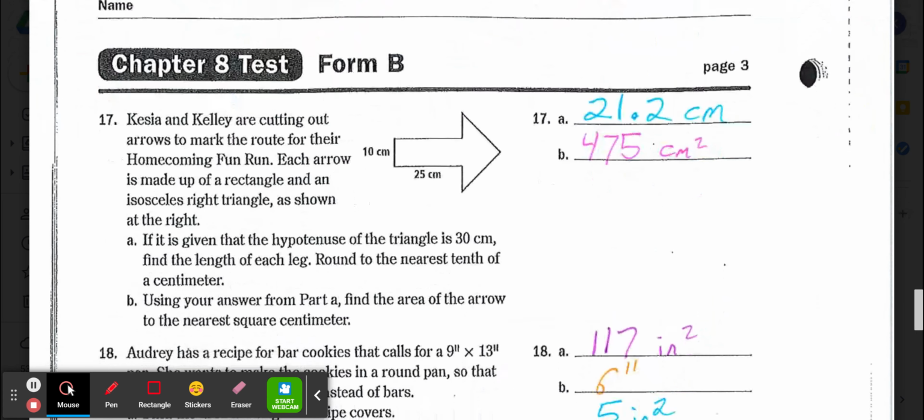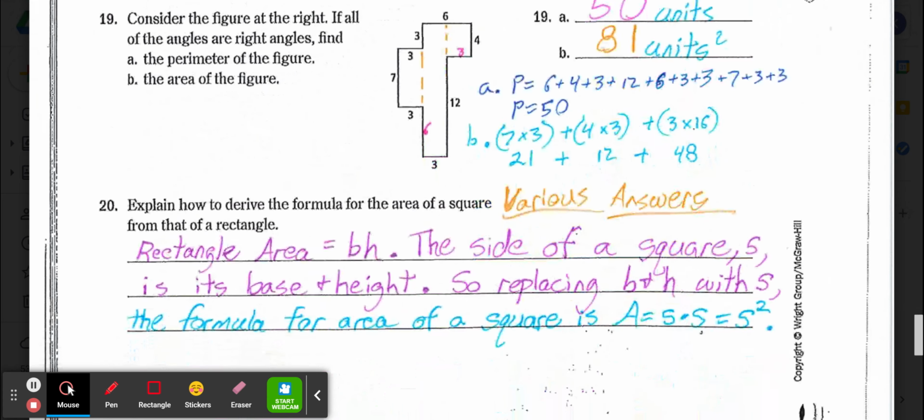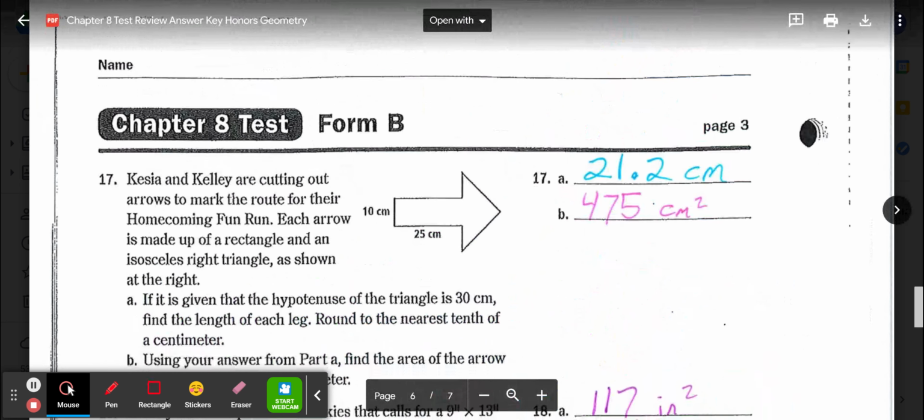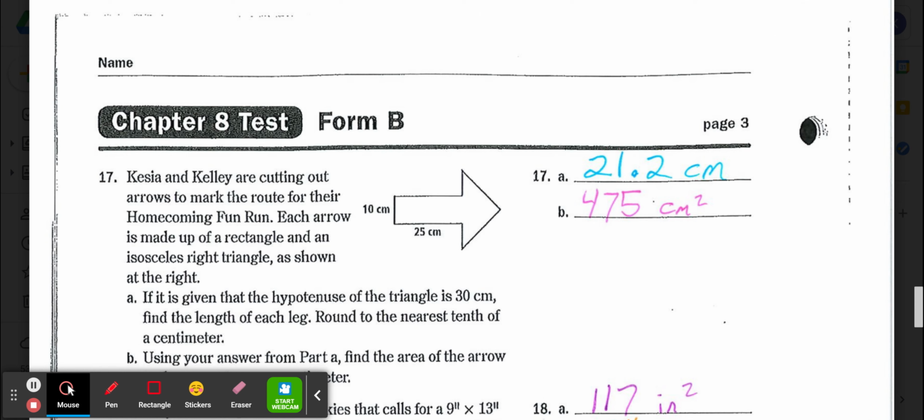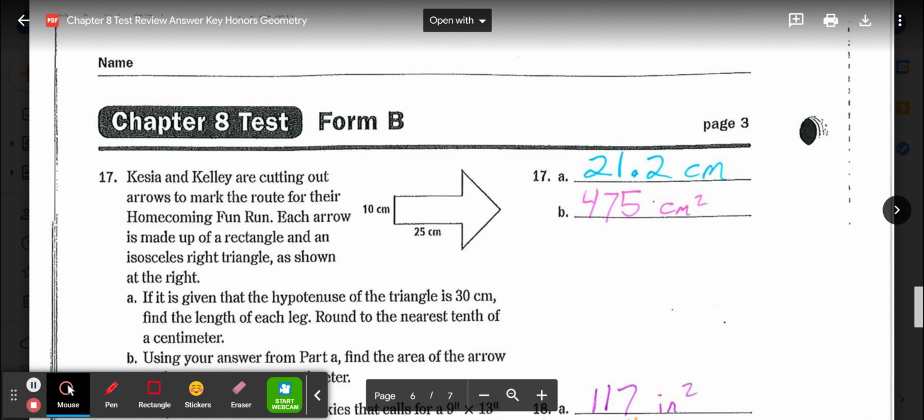Now we're on to the last page. So 17, 18, 19, 20. So with 17, it says, I'm assuming it's Cassia. That's what I'm going with. Cassia and Kelly are cutting out arrows to mark the route from their homecoming fun run. Each arrow is made up of a rectangle and an isosceles right triangle as shown at the right. So right here would be a right angle in this triangle. So first, in part A, if the given hypotenuse of the triangle is 30 centimeters, find the length of each leg.